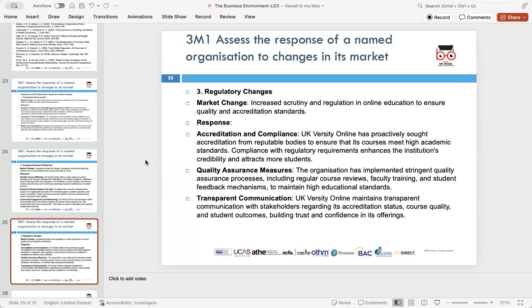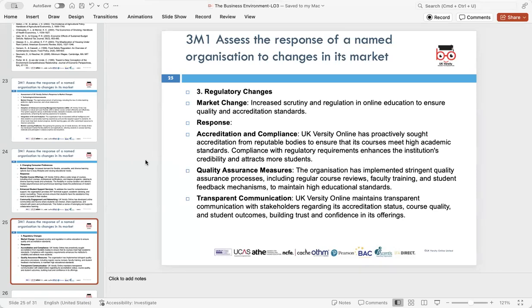Next is quality assurance measures. The organization has implemented quality assurance processes to maintain high educational standards. These measures include regular course reviews, faculty training, and student feedback mechanisms.